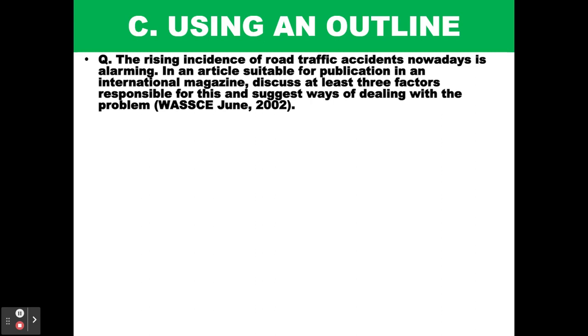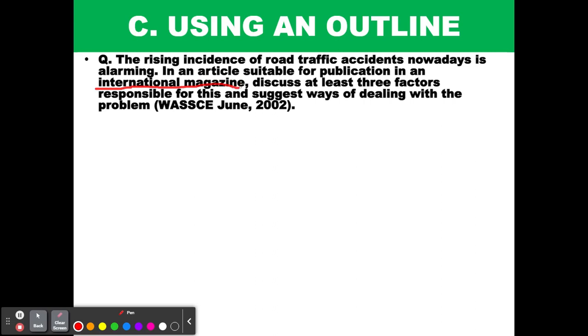In an article suitable for publication in an international magazine, discuss at least three factors responsible for this and suggest ways of dealing with the problem. Now, even though this question is saying an international magazine, what we are going to do is assume that this is in a national newspaper. All right, so take note of this, and that is just the only thing.